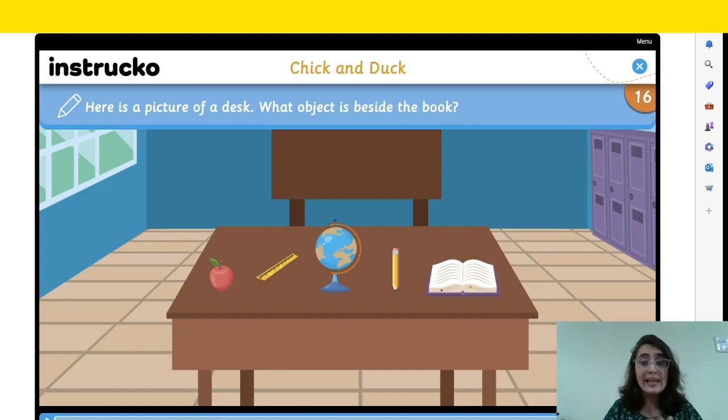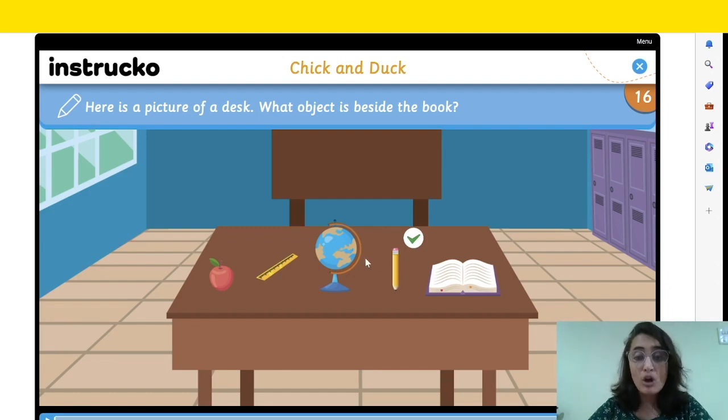Anything which is next to the book and there is nothing between them. So which is close to the book and there is nothing between them. Now tell me, which is the closest thing to the book? Correct. It is this pencil. The pencil is beside the book, right?